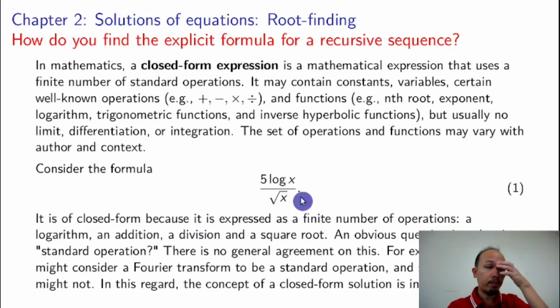So for example, this expression here is a closed form. Okay, it is a closed form expression. Why? Because there's only a finite number of operations. 5 times log x: we have multiplication, log number 2, and then we have division, we have square root. So you only have 4 operations needed to evaluate. So this is a closed form. Okay, so this is an example of a closed form expression.